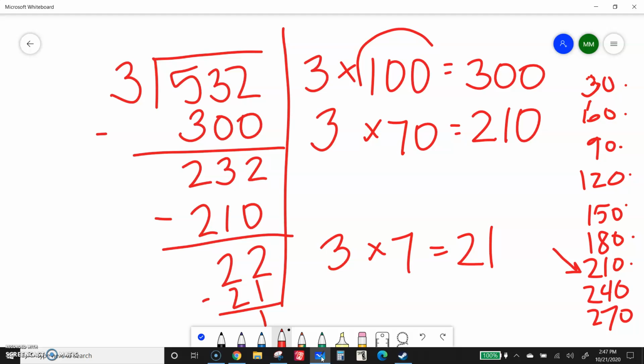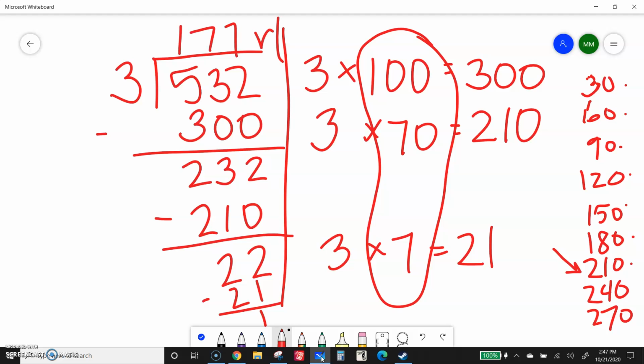So again, how many groups did I pull out? Because I'm splitting 532 into 3 groups. And I'm just sort of doing it a little bit at a time. So first I put 100 in each group, then I put 70 in each group, then I put 7 in each group. So I ended up with 177, remainder 1.